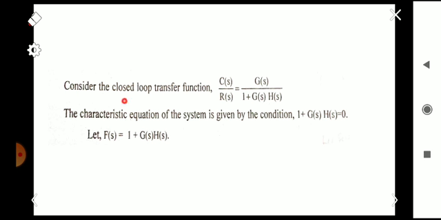here we are considering a closed loop transfer function, C(s)/R(s) = G(s)/(1 + G(s)H(s)). And we know that the characteristic equation is 1 + G(s)H(s) = 0. So here we are considering it as F(s).